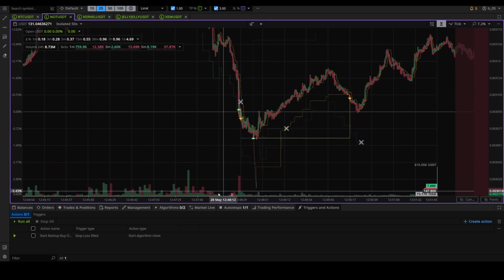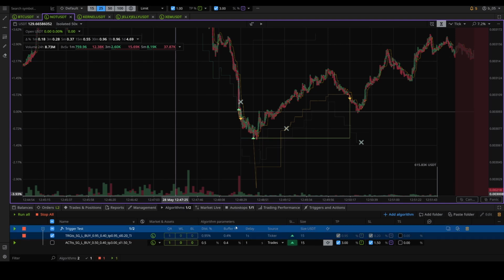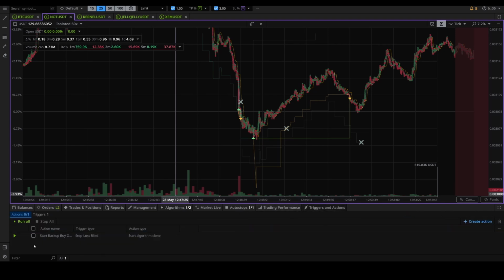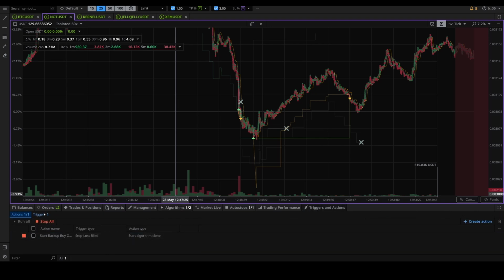Yeah, so when you set the whole thing up, you have to first of all start your main algorithm. You do not start your backup algorithm, but you do start your action that clones the backup algorithm. So that's what it's supposed to look like. Here, main algo works, backup algo is stopped, and then the action is here, and the trigger is here.